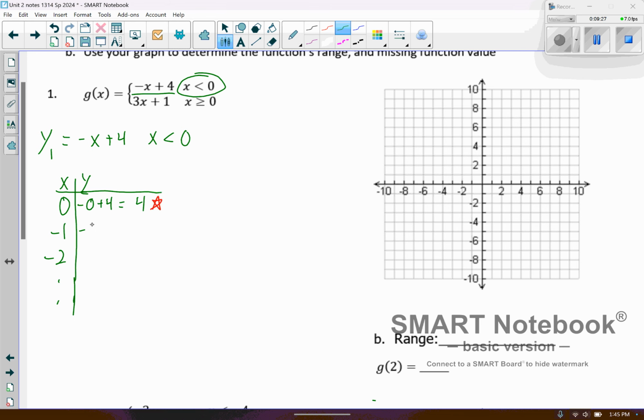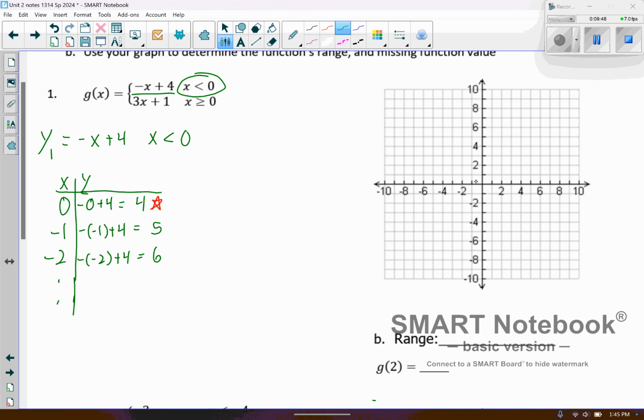So let's see. We're going to get -1 plus 4. Well, those double negatives right there become +1 plus 4, so that's going to be a 5. Then -2 plus 4. Well, that becomes a +2. 2 plus 4 is 6. So I definitely have those points, and I'm going to go ahead and plot those real quick.